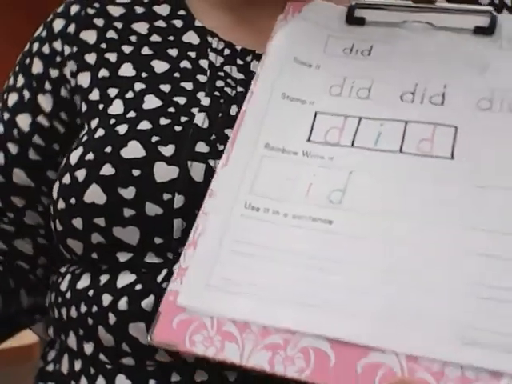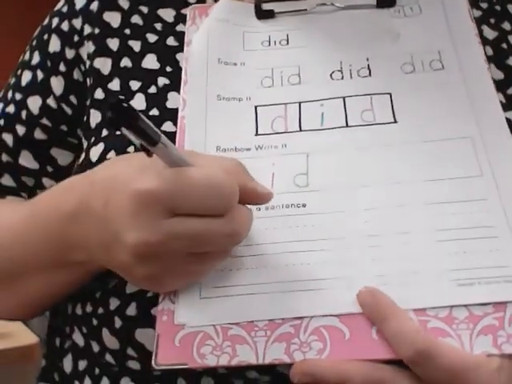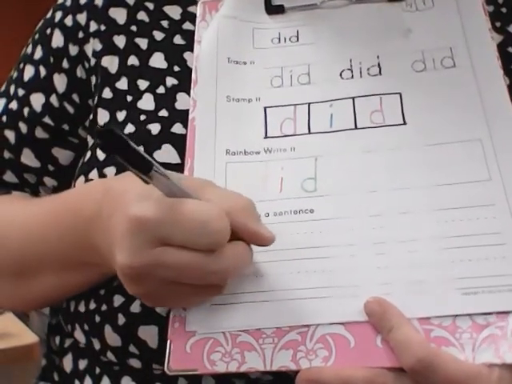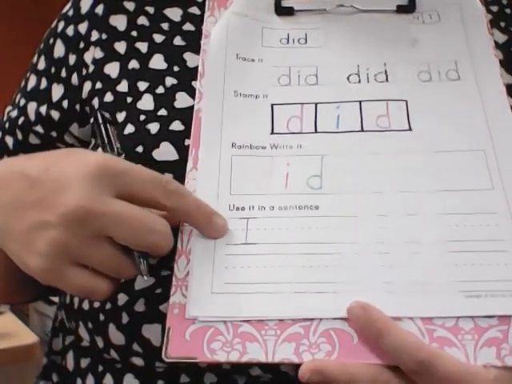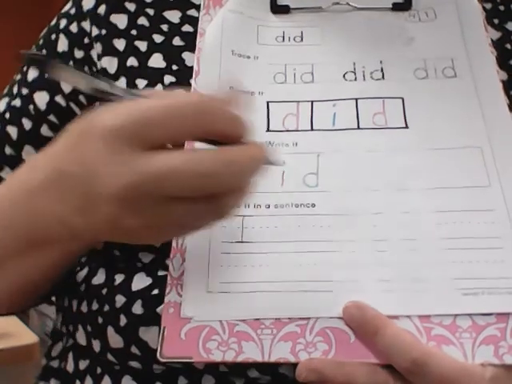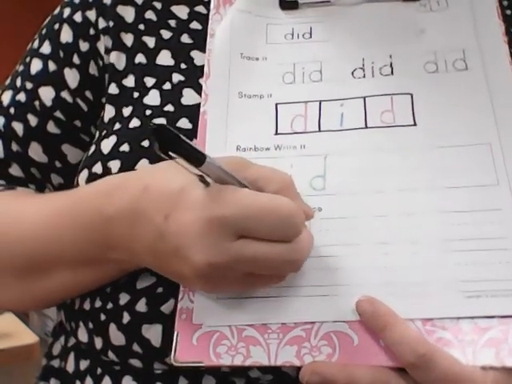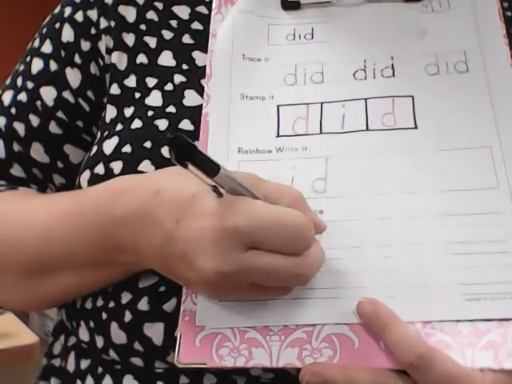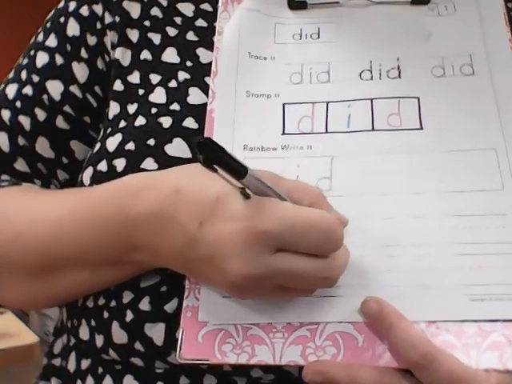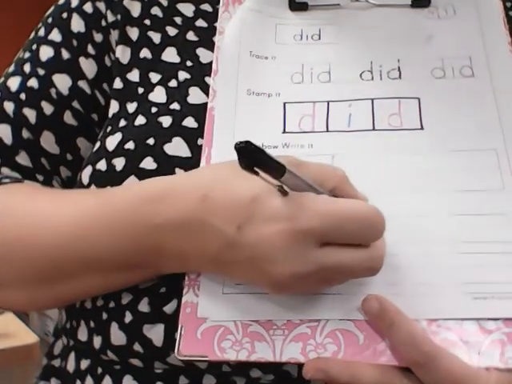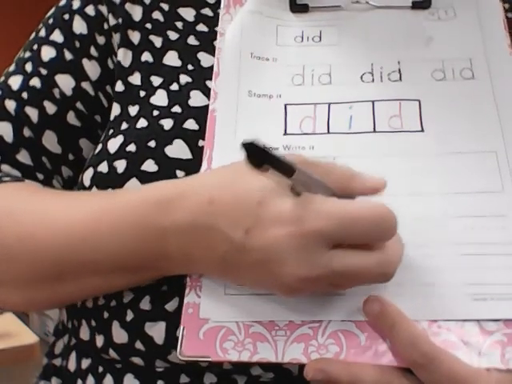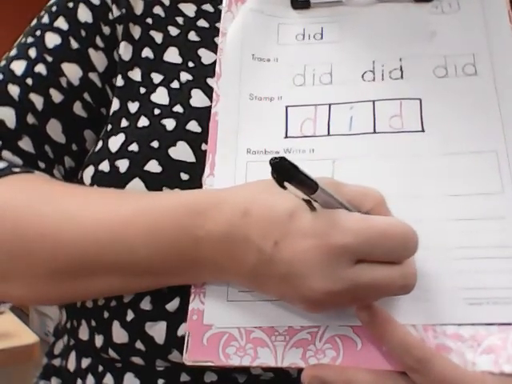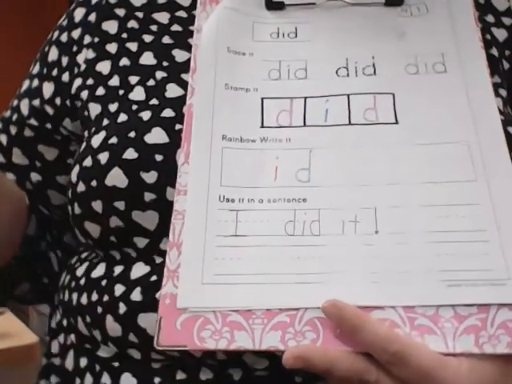Then it says use it in a sentence. This can be anything. I like the sentence I, capital I, because anytime we use the word I, it's capitalized. And then did, D, I, D, it, I, T. And then I'm going to give it an exclamation mark because I did it.